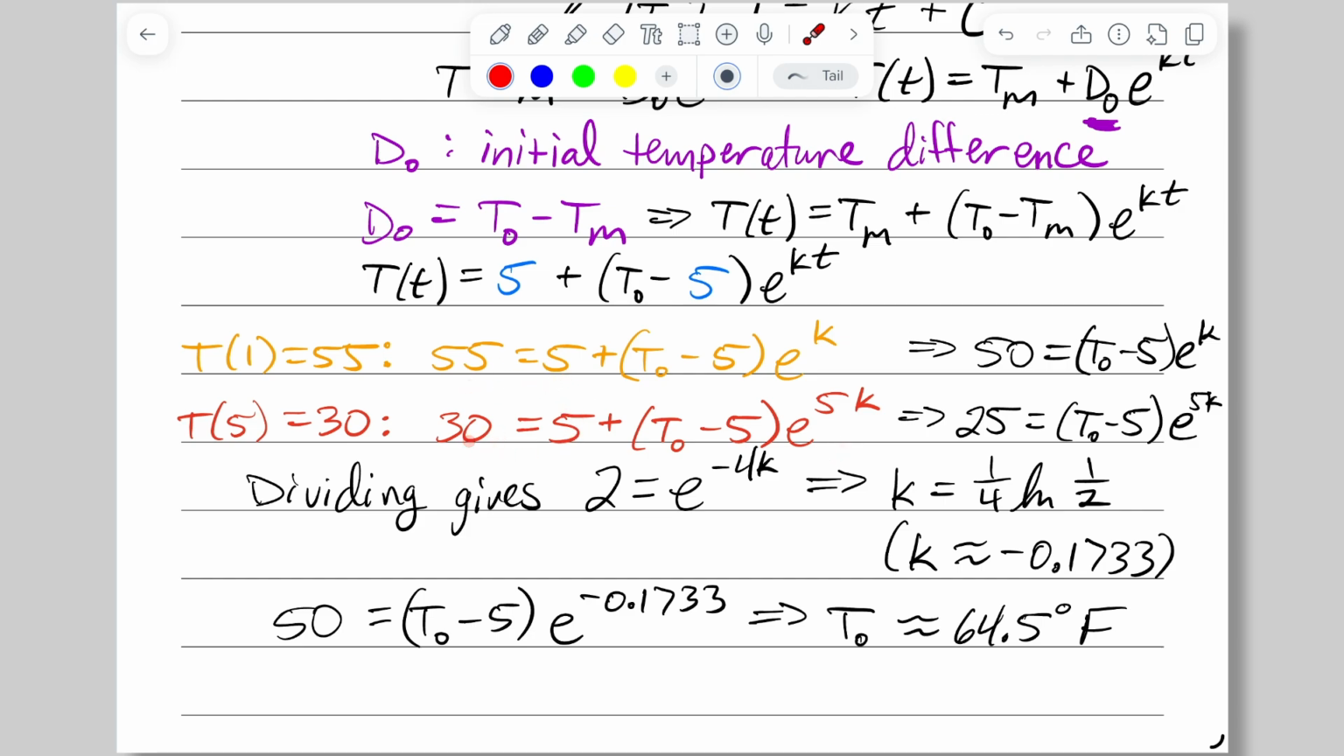Subtracting 5 from both sides of both equations gives us two equations. 50 equals the quantity (T naught minus 5) e to the k, and 25 equals (T naught minus 5) e to the 5k. Dividing the first equation by the second equation gives 2 equals e to the negative 4k. Solving for k gives us an approximate value of negative 0.1733. Substituting that into the equation where we had just k in the exponent, so the 50 equals (T naught minus 5) e to the k, gives us that T naught, the initial temperature of the room, is about 64.5 degrees Fahrenheit.